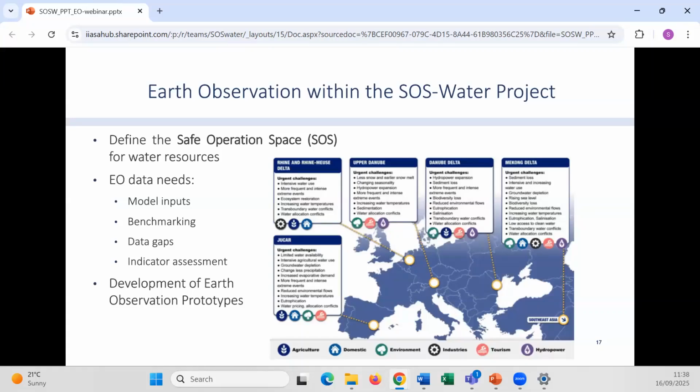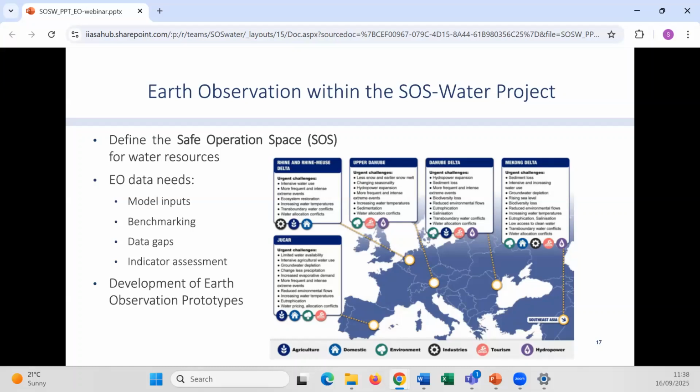So, Earth observation within the SOS-Water Project. One of the main aims of this project is, of course, to define the safe operation space for water resources in a variety of case study areas. And to do this, the team members set out to simulate the water resources system in a lot of parts of the earth. On the image you see, for instance, the Rhine-Meuse Delta, the Upper Danube, the Mekong Delta, and the Gukar.